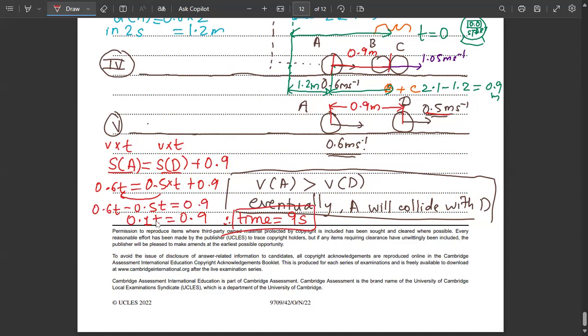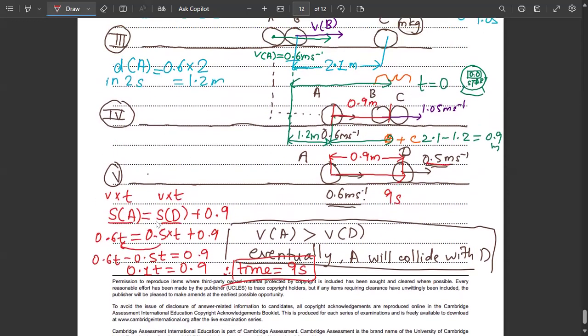So 9 seconds is not the answer. 9 seconds is the time it takes for A to reach D. But what about the time taken for BC to collide? What the question has asked is to find the time taken as soon as BC collides. So once BC collides, this has to cover 0.9 meter. Yeah, so that is our answer.